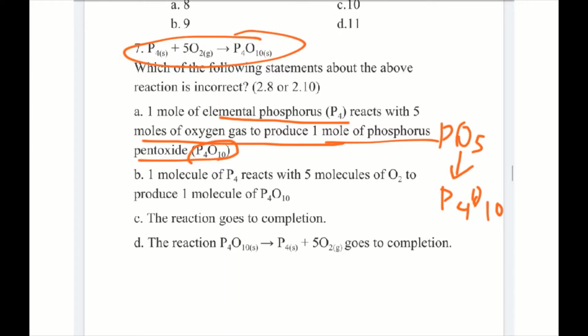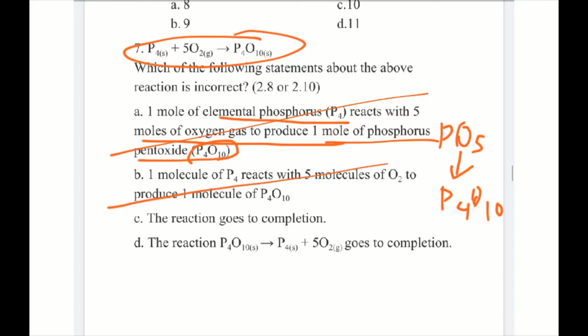So let's look at the question. 1 mole of P4 and 5 moles of O2 produces 1 mole of P4O10. So this is absolutely right, because remember, reactions can be read in terms of moles or molecules. So A is right, so we can cross that out. 1 molecule of P4 and 5 molecules of O2 react to form 1 molecule of P4O10. So this is right as well, because we can read reactions in moles or molecules.